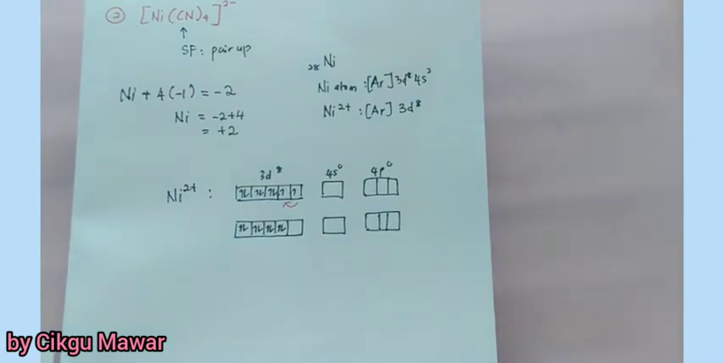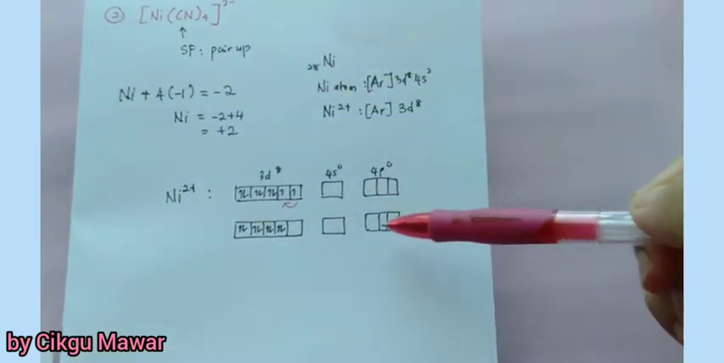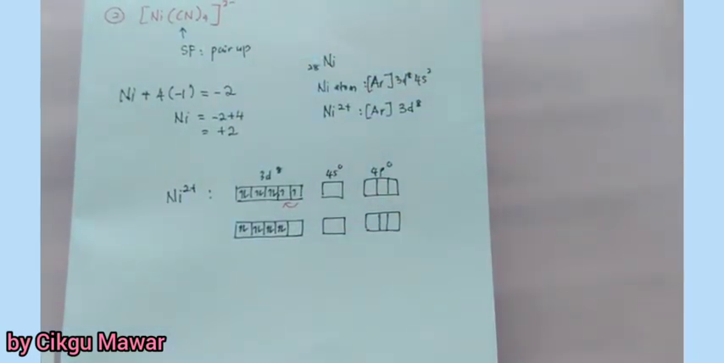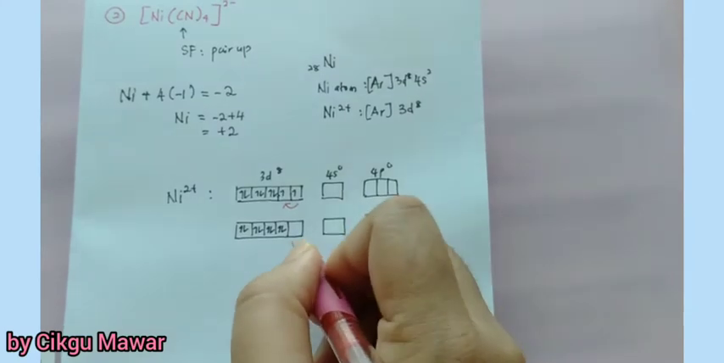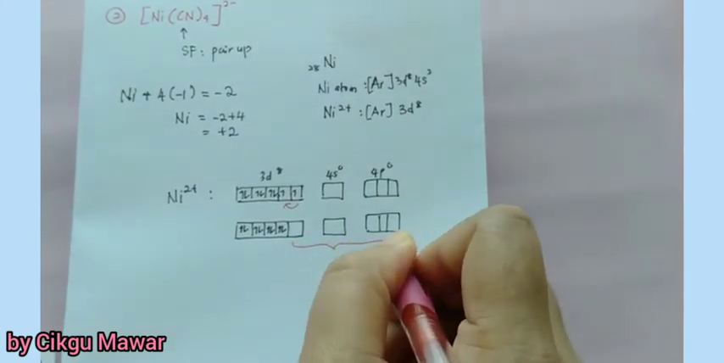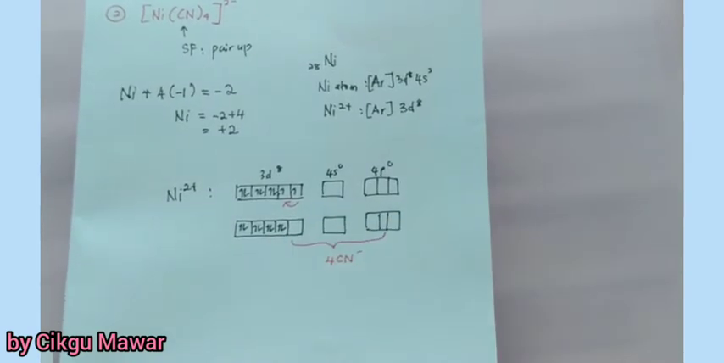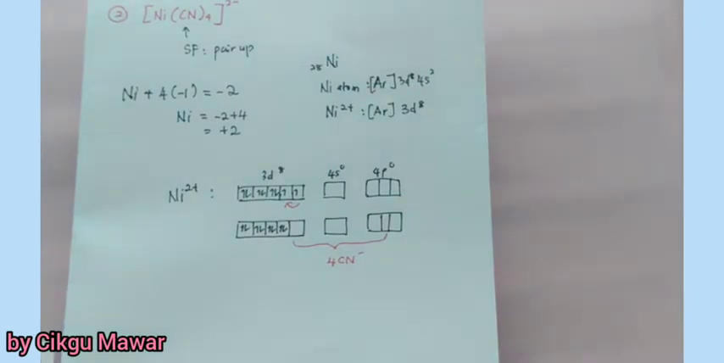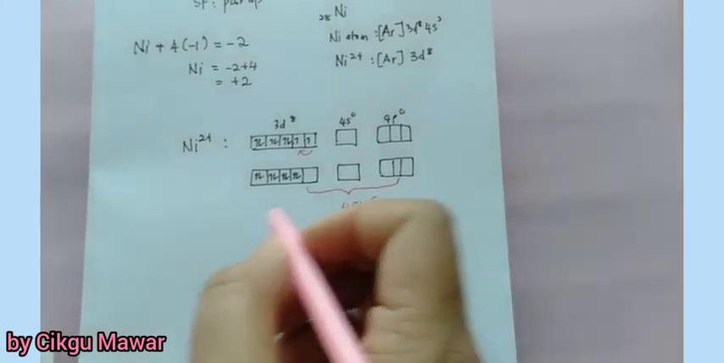Now we want to bond it with 4 ligands. The 4 cyano ligands will enter the empty orbitals, so we must use 1, 2, 3, and 4. So we will use 4 empty orbitals to put the 4 ligands here. So now we draw the orbital diagram here.